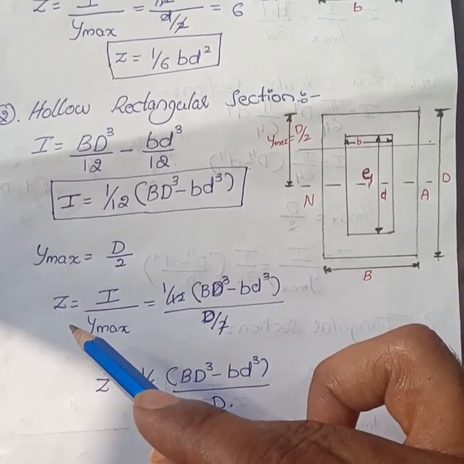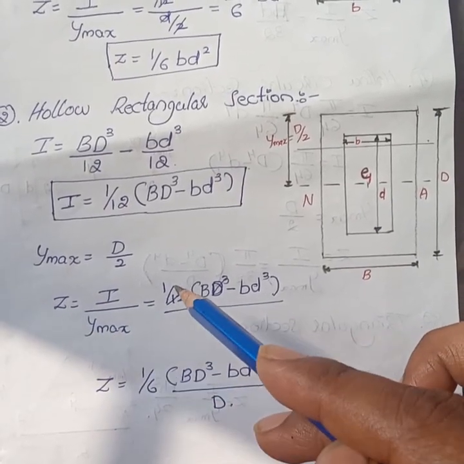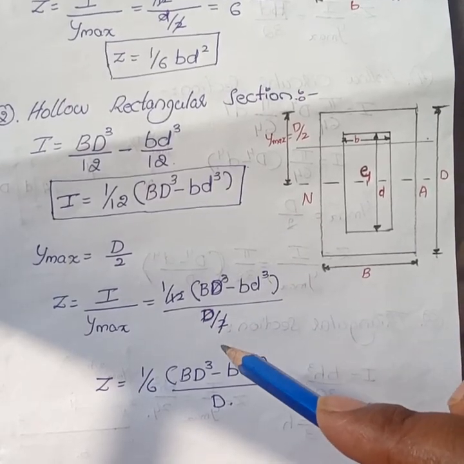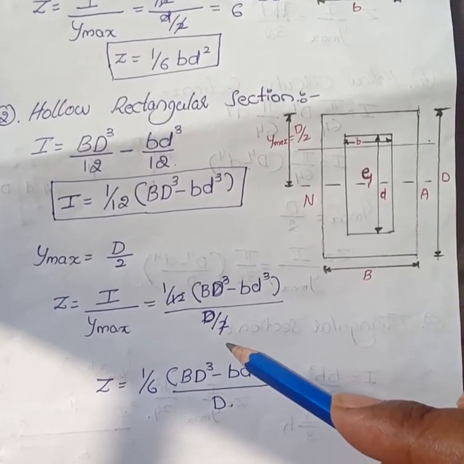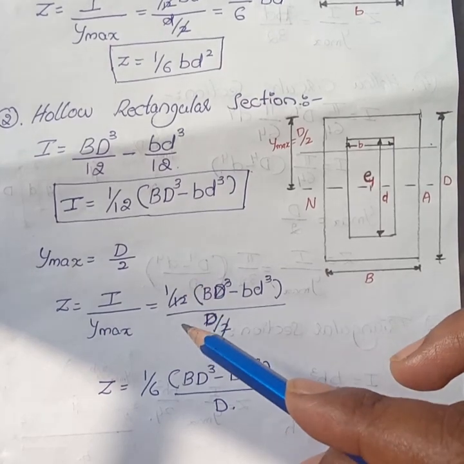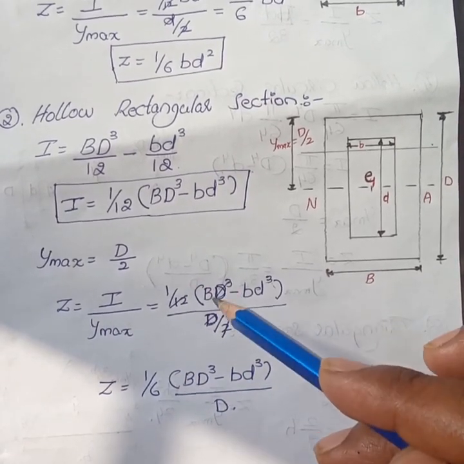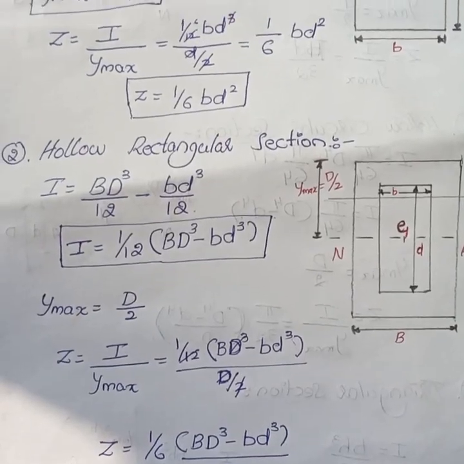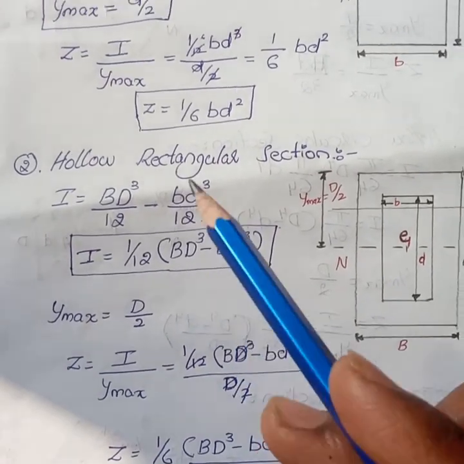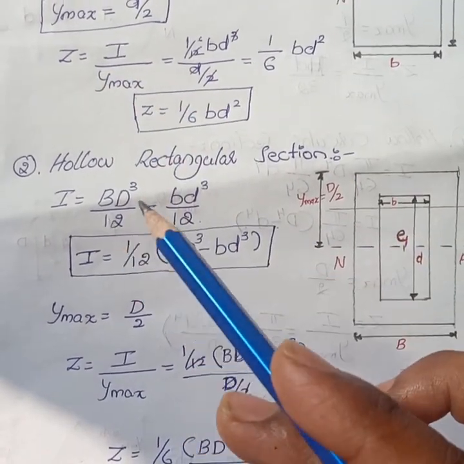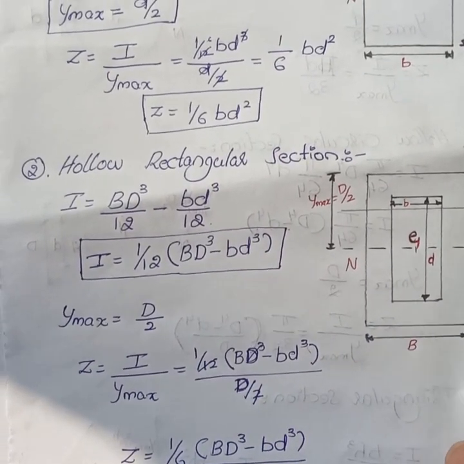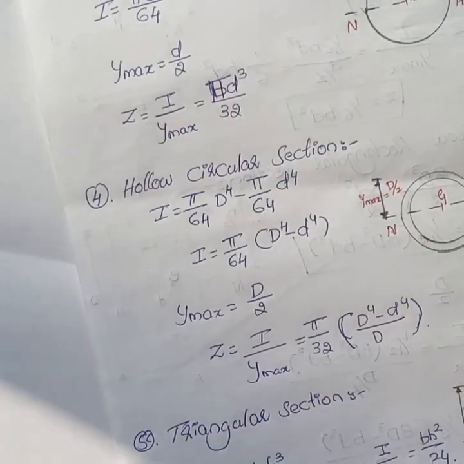Next, modulus of section, I by Y max. So 1/12 BD cube minus bd cube, by D by 2. So 2 ones are 2, 6 are, 1/6 BD cube minus bd cube by D. So this is the formula for finding the rectangular section and hollow rectangular section. Now we go for the circular section.